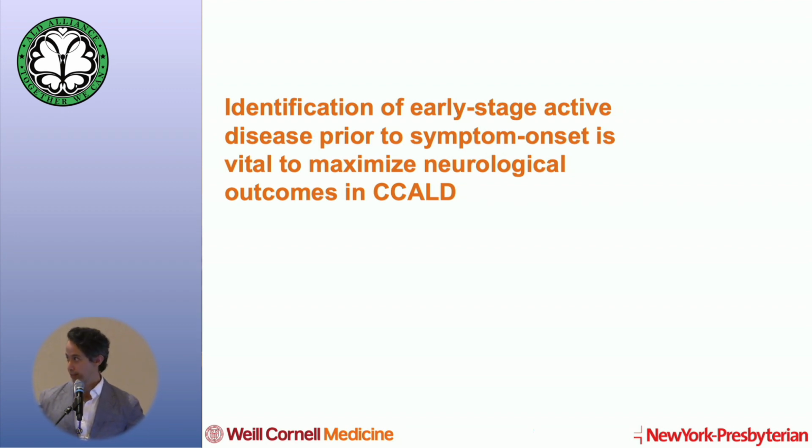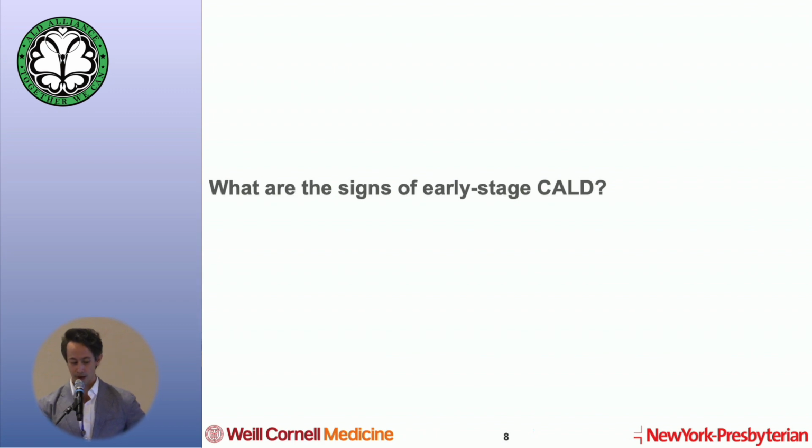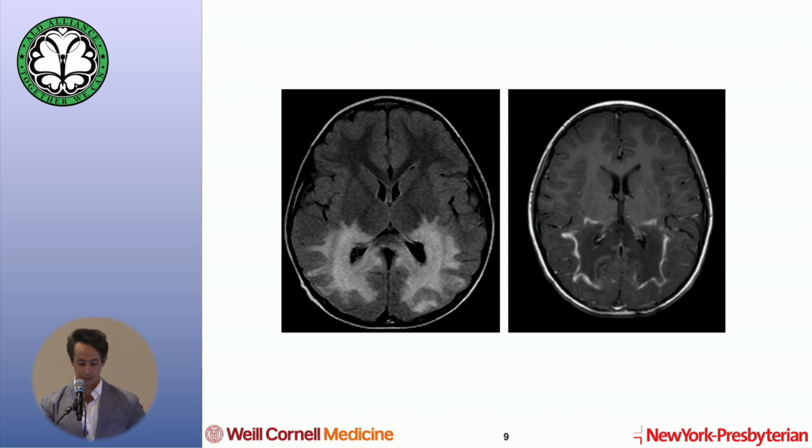So our goal, of course, is to identify early stage active disease as early as possible prior to symptom onset. And like I said, this work has been out there for a little while now. So what are the signs of early stage cerebral ALD? So this is classic CALD. Everyone knows this in the room. The left is a T2 FLAIR showing the degree of demyelination, and on the right is a T1 post-contrast image demonstrating the ring of Garland enhancement indicating blood-brain barrier breakdown.